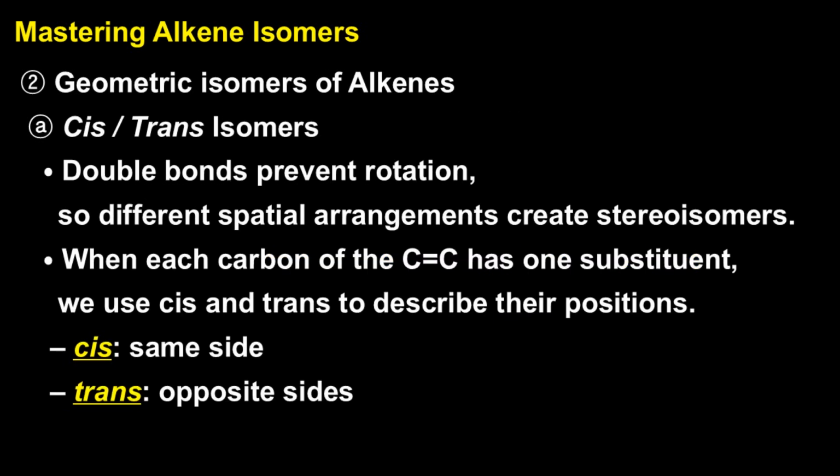Now let's move on to the second type, geometric isomers, which are also called stereoisomers. These come up because double bonds can't rotate. Once that double bond is in place, the atoms or groups attached to each carbon are basically locked in position. So if each carbon in the double bond has one group attached, we can describe their positions using the terms cis and trans. If the two groups are on the same side, we call it cis. If they're on opposite sides, it's trans. It's a simple idea, but a really powerful way to describe the three-dimensional shape of the molecule.